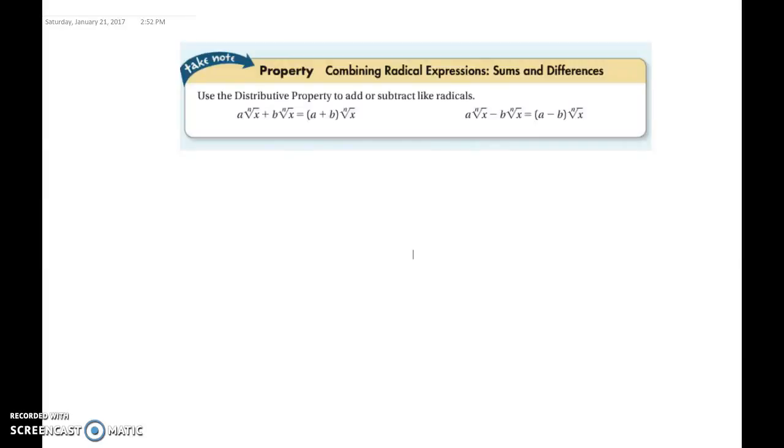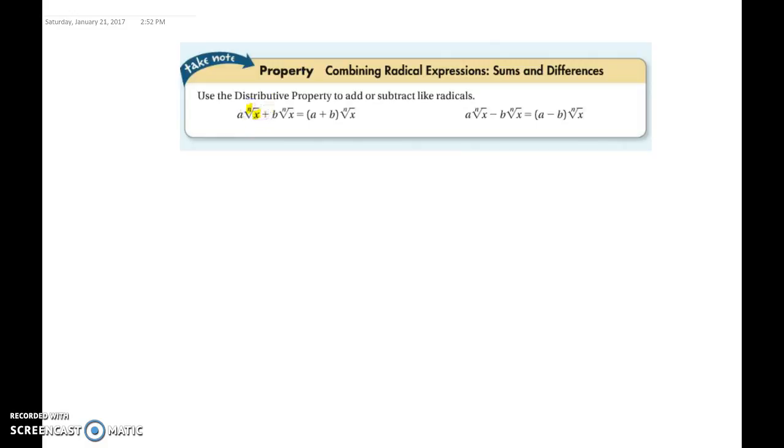Right, so this video is going to be adding or subtracting radicals. Now, when we multiply and divide, all that we need is a common index, the same index. When we're adding or subtracting, we need to have the same index and the same radicand.